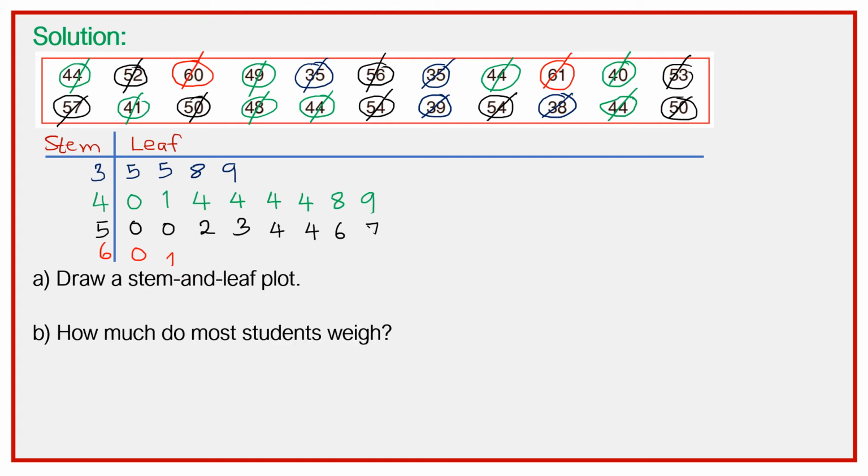So part B, how much do most students weigh? So already you can see that most students have 44. You see, 1, 2, 3, 4. 4 students have 54 kilograms. So this means that most students weigh 54 kilograms. Okay?